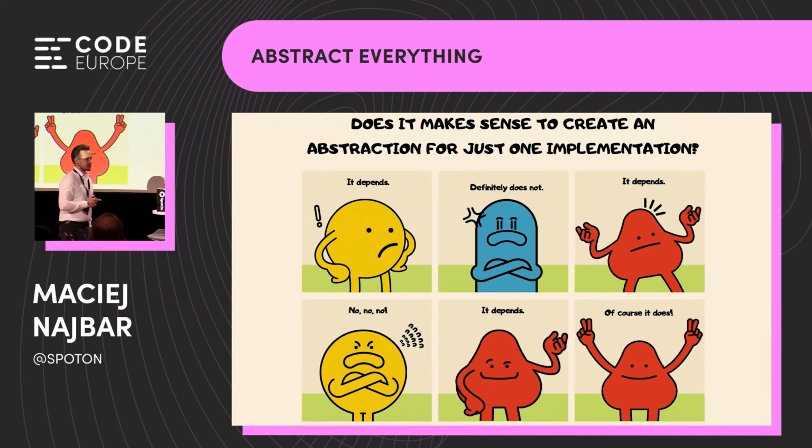So let me ask you this question. Does it make sense to create an abstraction for just one implementation? How many of you think it does make sense? Can you raise your hands so I can see them? Not many. Okay. How many of you think it doesn't? Just a couple. Thank you. And how many of you think it depends? Yeah. Okay, so thank you.